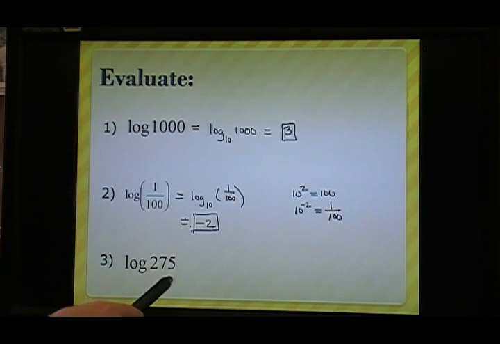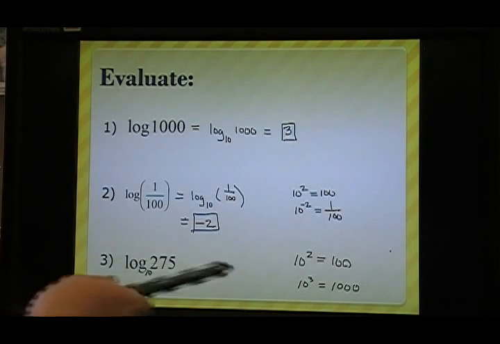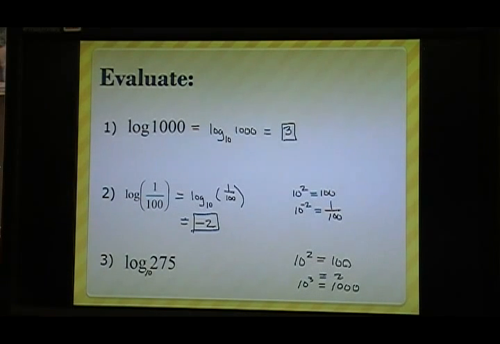The log of 275, again, has no base, so we've got an understood base 10. I'm trying to figure out what I'm going to raise 10 to get 275. If I play around with it, I know 10 squared gives me 100, and 10 to the 3rd power is 1,000. So to get 275, a value between 100 and 1,000, I'm going to have to raise 10 to a number between 2 and 3. What that number is, you don't really know. That number really is actually the log of 275.